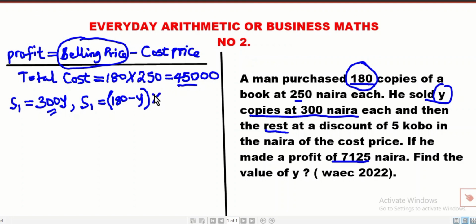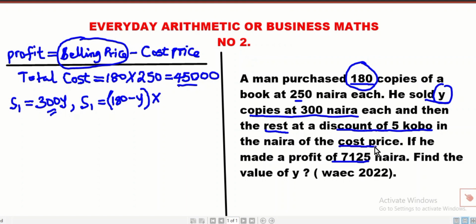But you see what happened at this point. He now removed some money from the 300 and sold it at a lower price, and that is what they said: and then the rest at a discount of 5 kobo. Now, discount of 5 kobo, I'm going to do it directly. I'm not going to say 5 kobo is the same thing as 5 over 100, then subtract it from whatever amount. But look at it, please, let's be careful.